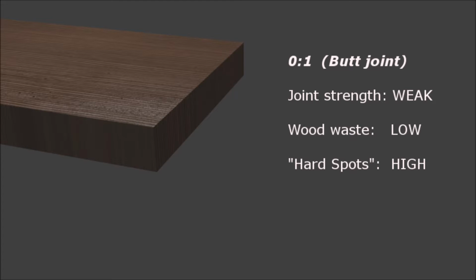Since a butt joint occurs at a single location along the board's length, there will be the quickest transition from one board's properties to the other board's properties, leading to concentrations in stress and quick changes in flexibility, i.e. hard spots. This is generally considered bad.